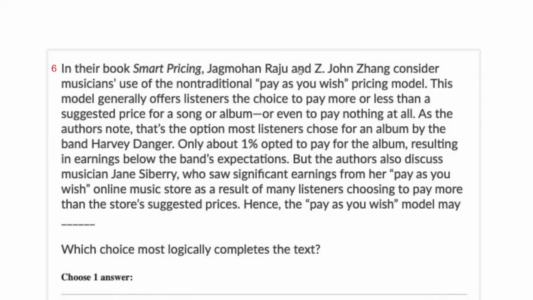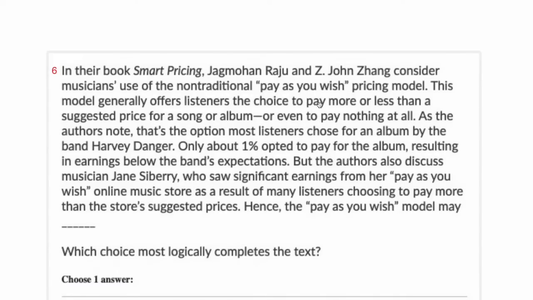In their book, Smart Pricing, these people consider musicians' use of the traditional pay-as-you-wish model. This model generally offers listeners the choice to pay more or less than a suggested price for a song or album, or even pay nothing at all. As the authors note, that's the option most listeners chose for an album by the band Harvey Danger. Only about 1% opted to pay for the album, resulting in earnings below the band's expectation. But the authors also discussed musician Jane Seabury, who saw significant earnings from her pay-as-you-wish online music store as a result of many listeners choosing to pay more than the store's suggested prices.